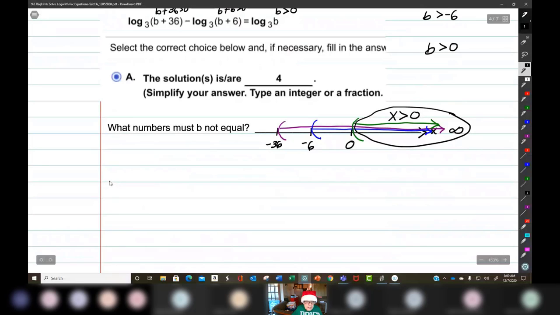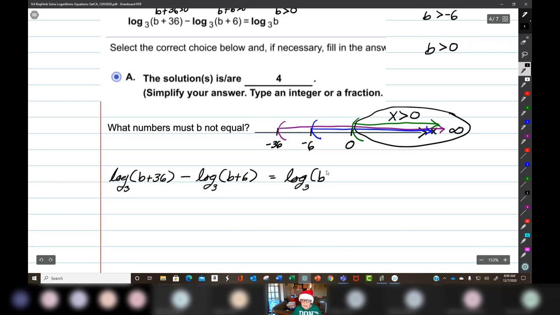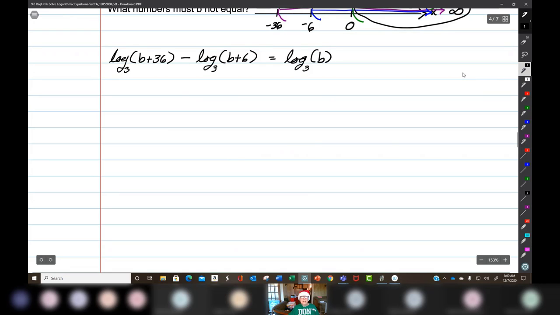Okay, so we have log base 3 of B plus 36 minus log base 3 of B plus 6 equals log base 3 of B. With logs on both sides, we're going to be using the one-to-one principle, the definition of a one-to-one function, or just that the arguments are going to end up being equal, but I have to condense these two logs into one log statement.